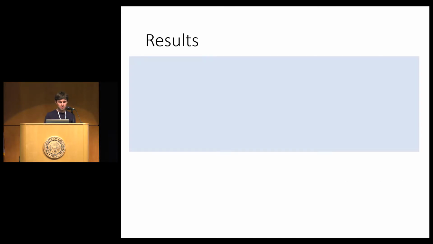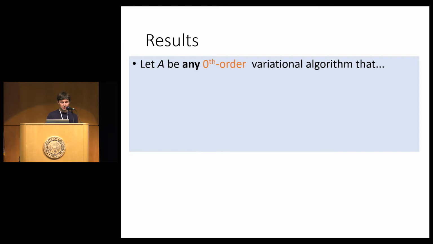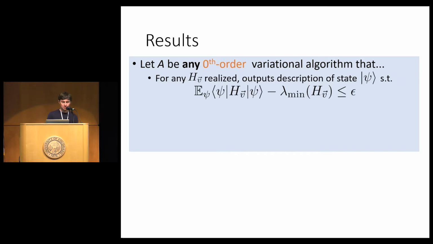Okay, so let A be any 0th order variational algorithm that satisfies the following properties. First of all, we want it to be good at optimizing all of these Hamiltonians. So for any Hamiltonian in this family that's realized, it should output a description of a state such that the expected energy of that state is within epsilon of the true ground state energy. And as we said before, it shouldn't solve by inspection.